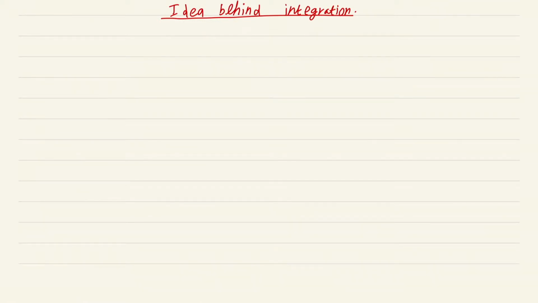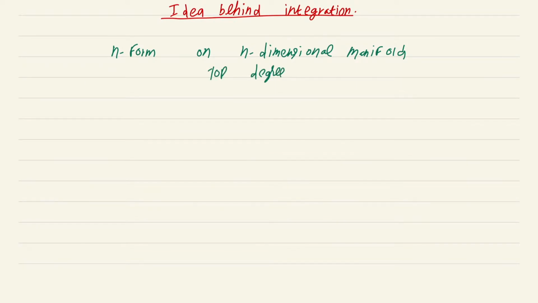Our objective in the next few videos is to define precisely how to integrate an n form on an n-dimensional manifold. These n forms on n-dimensional manifolds are also called top degree forms or volume forms. So the idea now is to somehow define an integration of such forms on the manifold.